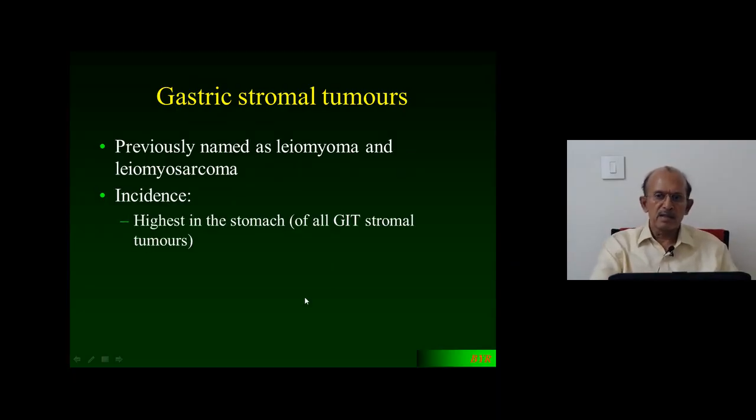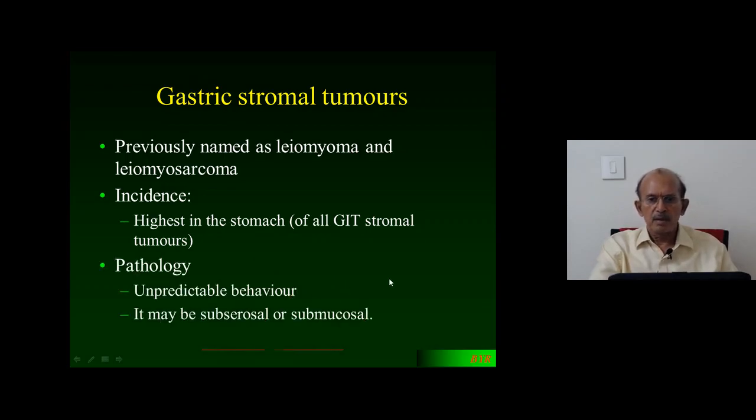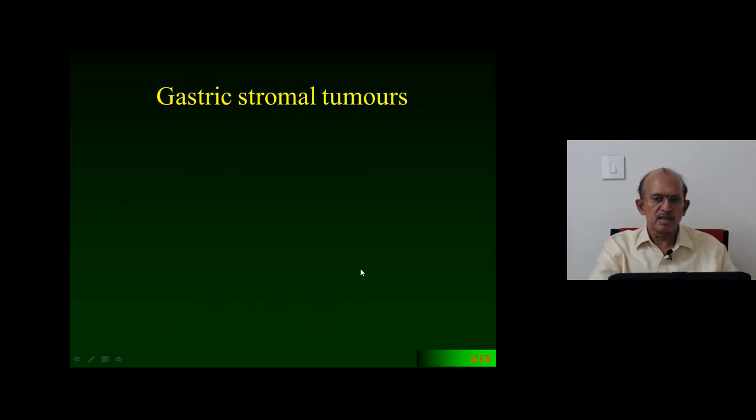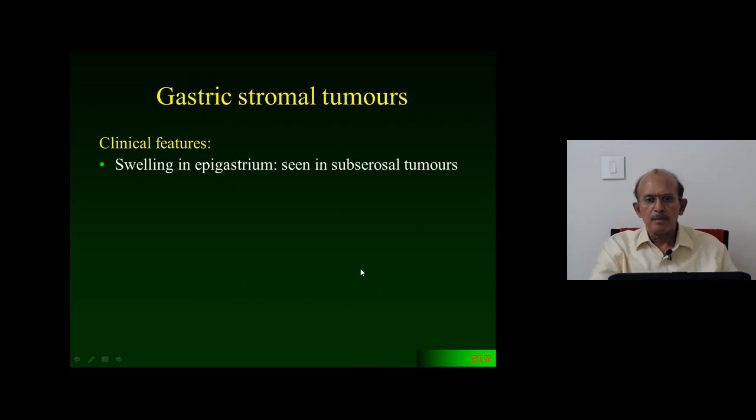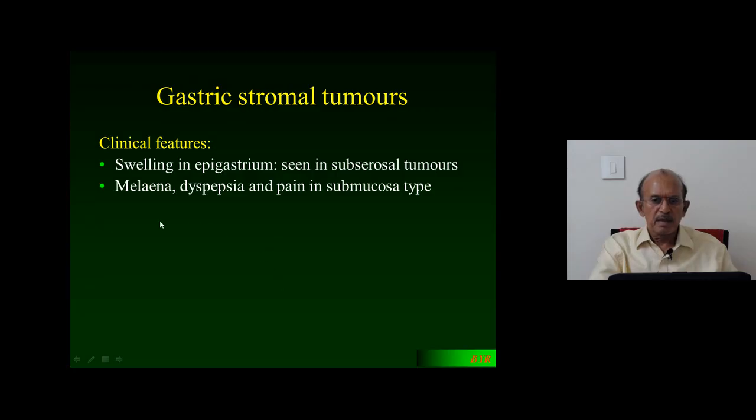Incidence, the highest in the stomach of all the GIT stromal tumors. Pathology, unpredictable behavior. It may be subserosal or submucosal. It presents like a big mass arising from the stomach. Clinical features, there will be swelling in the epigastrium seen in subserosal tumors. Melena, dyspepsia, and pain occur in submucosal type tumors.